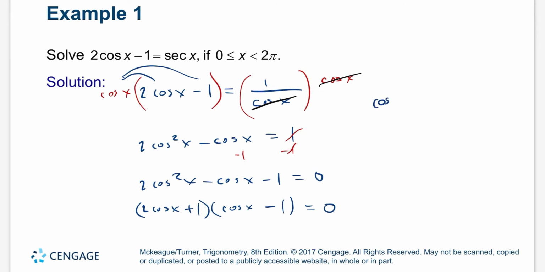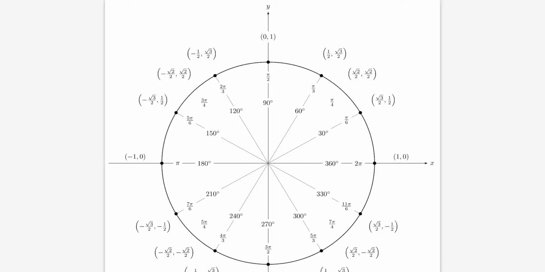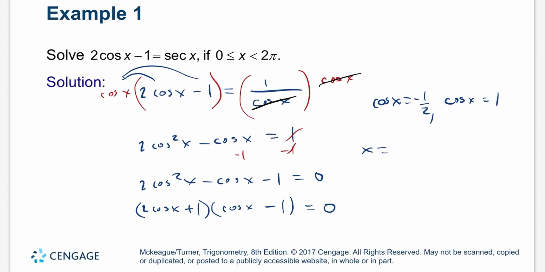When you set the first one equal to 0 and solve, you're going to get cosine of x equals negative a half. The second one is going to be cosine of x equals positive 1. Looking at your unit circles, you should get x equals, for negative a half, that would be this one, which is 2/3 pi and 4/3 pi.